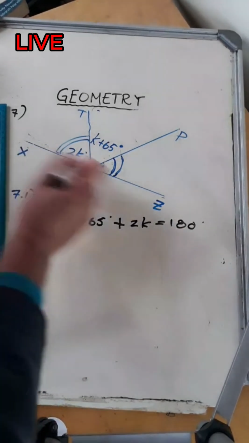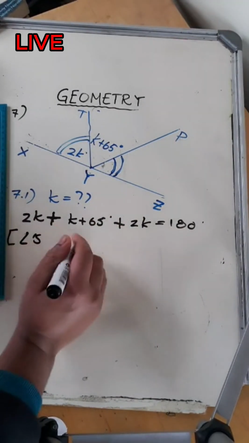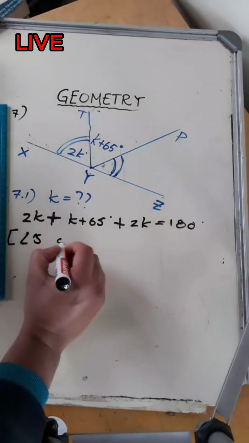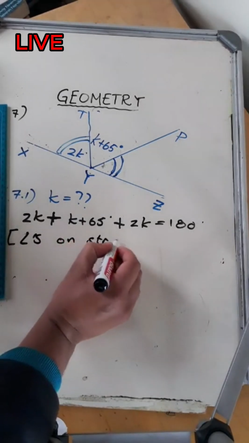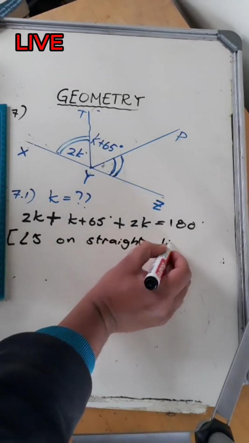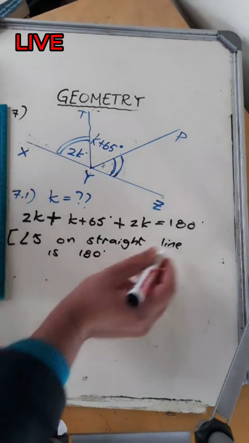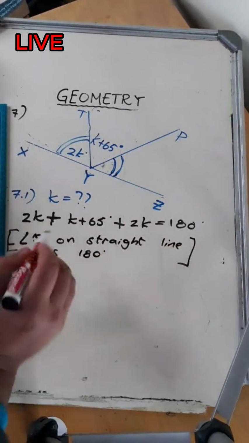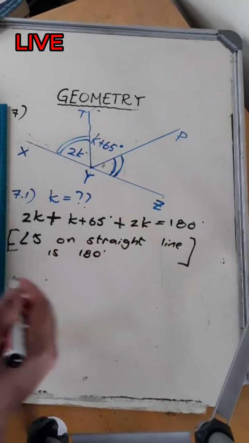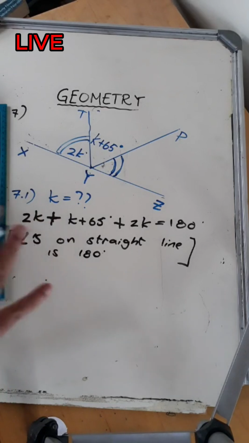What does it say? All the angles on a straight line is equal to 180 degrees. So angles on a straight line is 180 degrees. That's what the theorem says. So first thing, like I said in my previous examples, you will need to know how to add like terms, your basic algebra.